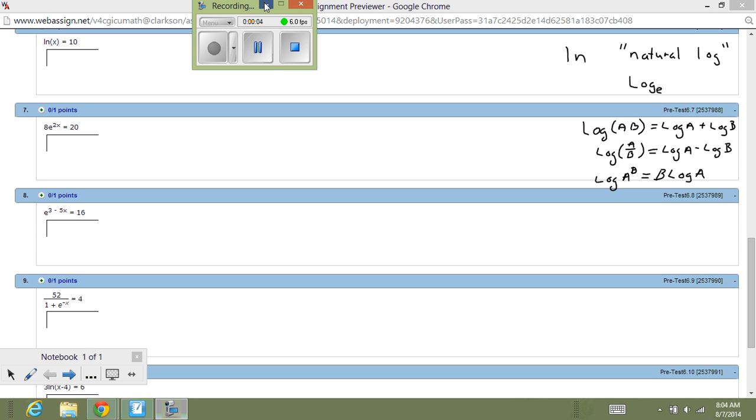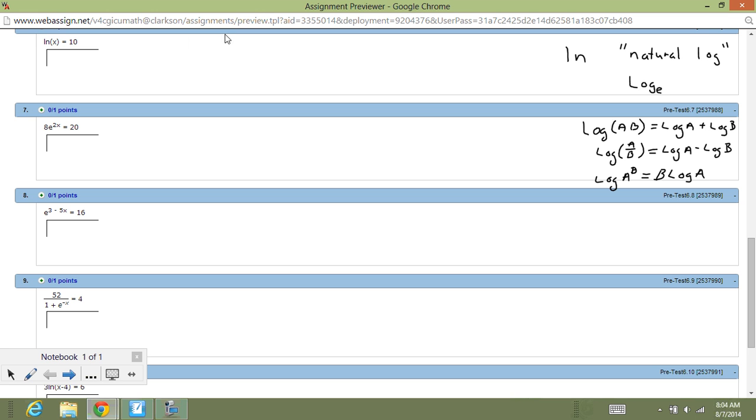Okay, this is the pretest for Unit 6. It deals with exponential equations and therefore logarithms. And this last set of 5 questions is all about logarithms. Firstly, you need to remember the notation.